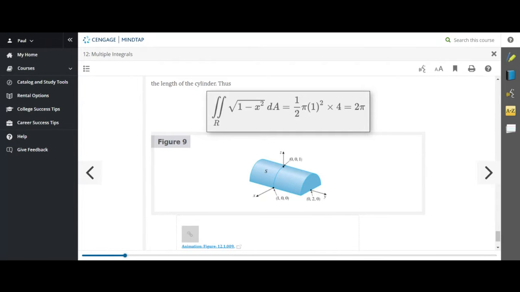Sorry, had to turn the phone, had to click on and then off. All right, so here we are. Are there any questions that the volume is 2 pi? Are there any questions on what you're seeing there?